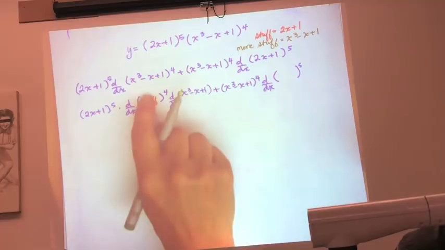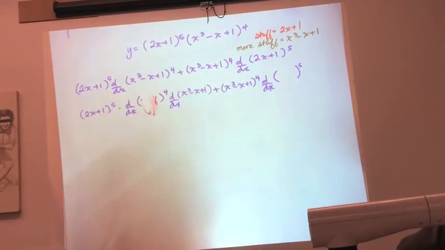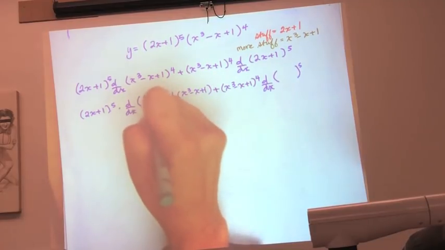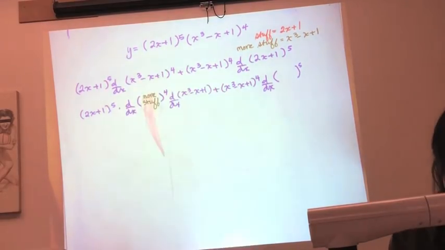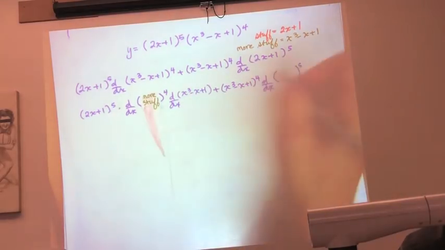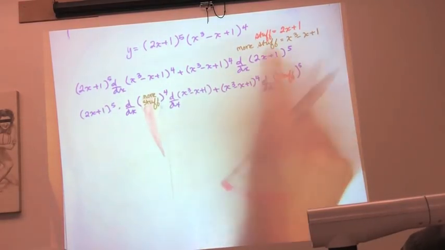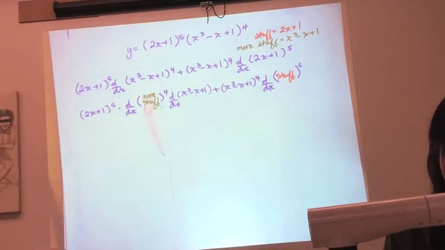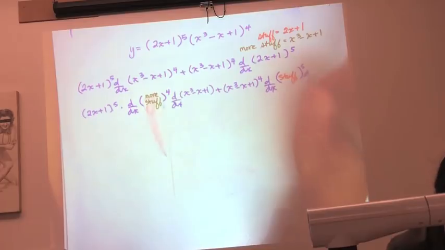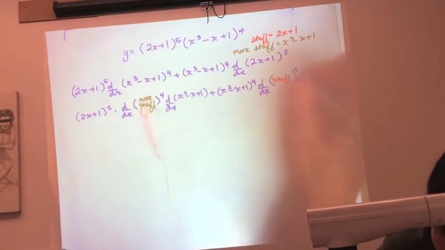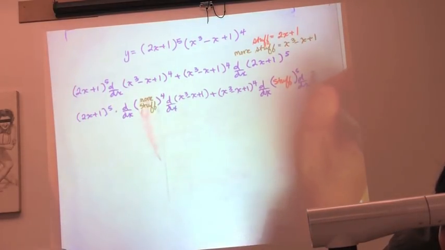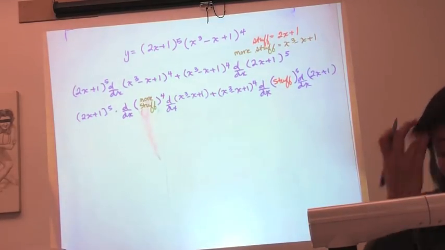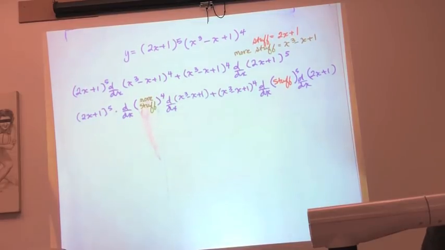Oops, nope, this one is more stuff. Sorry about that. More stuff, and this one is my stuff, because my stuff is 2x plus 1. Sorry about that. And then I'm going to derive my actual stuff. Oops, sorry. d over dx of my 2x plus 1. Okay? So now I'm going to go through and start to derive.